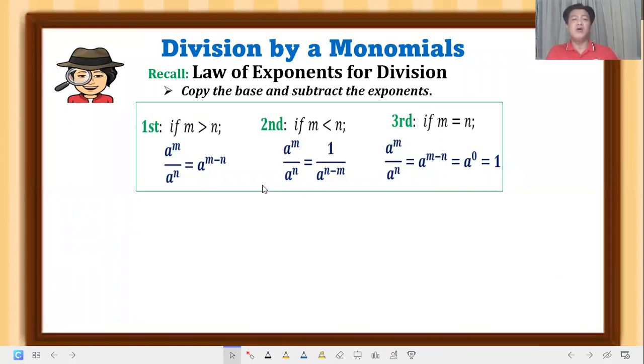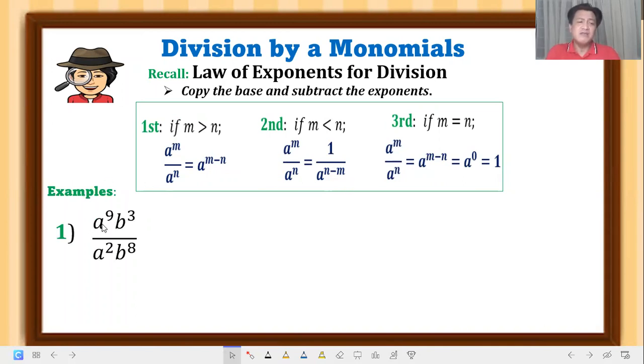Okay, apply natin itong law of exponents na to. So I have here number 1, example. Okay, kung papansin na natin, di ba, same base sila na a. Anong sabi dyan dito sa ating case 1? So subtract lang natin yung 9 minus 2, kaya ang sagot natin doon ay, or quotient dyan ay a raised to 7. Okay, dito tayo sa b cubed over b raised to 8.